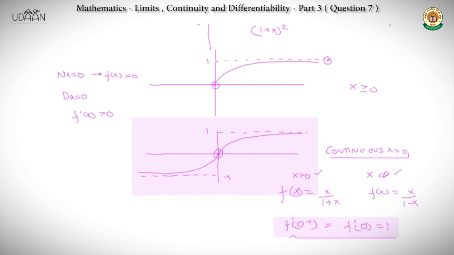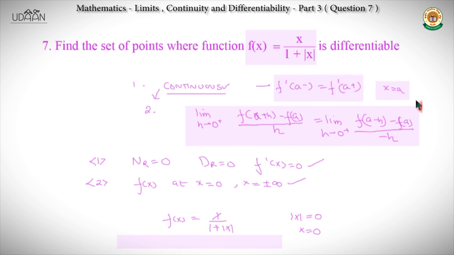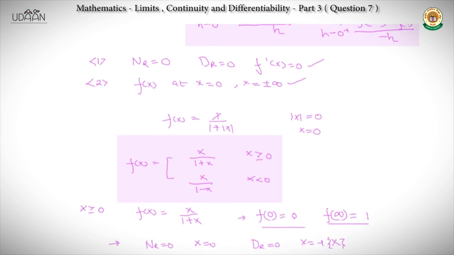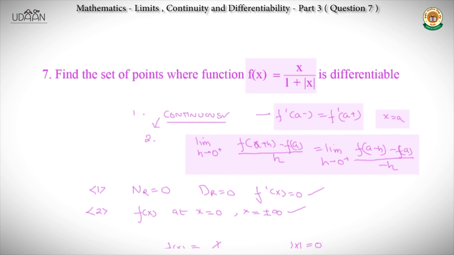So it is a differentiable function, and the set of points where f of x is differentiable is all points, as we see in the graph, and it is continuous throughout the domain. So this was question number 7, where all the points in the graph of f of x equals x by 1 plus mod x were continuous as well as differentiable.